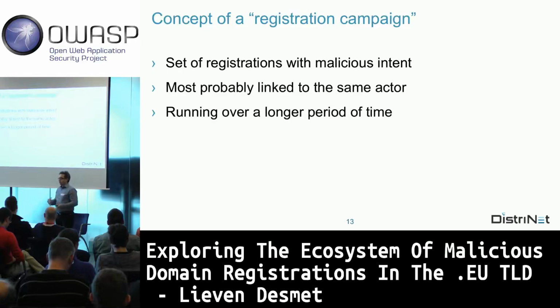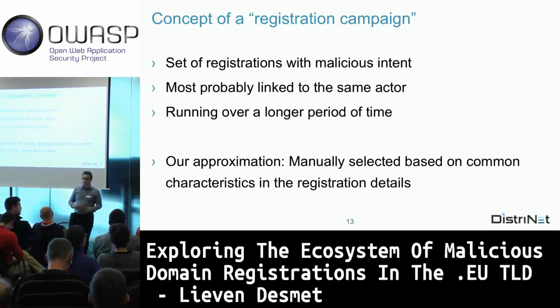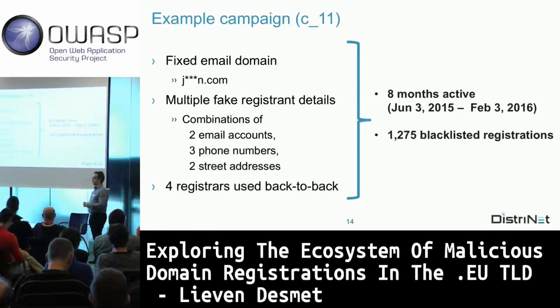Of course, within our data set, we actually have to query data. So for us, our approximation is something that we can manually select based on a common pattern in our data set, and it runs for a longer period of time. And the common pattern is linkable to the same actor or the same team doing it, because they're using the same contact information, they have the same pattern, they are using the same tools to create registrant information. Of course, this is all vague. Maybe let's look a little bit deeper at one particular example of a campaign.